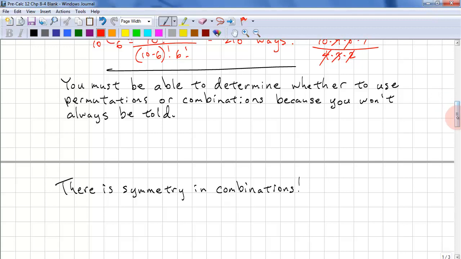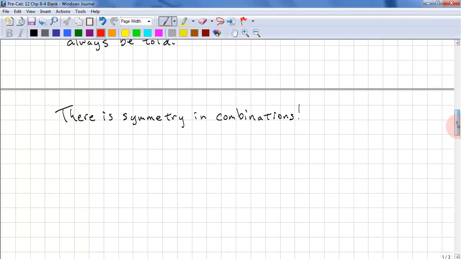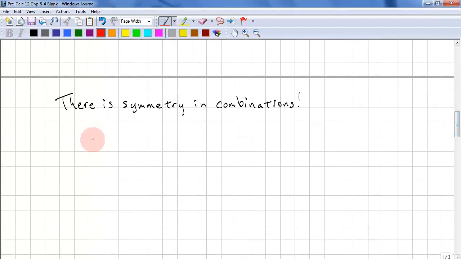So there's an interesting thing with combinations. There's symmetry. So 7 choose 4 is the same as 7 choose 3. 6 choose 2 is the same as 6 choose 4. And 9 choose 3 is the same as 9 choose 6.